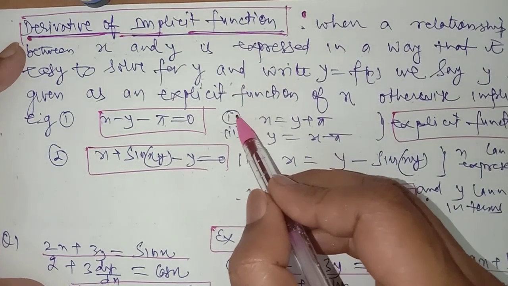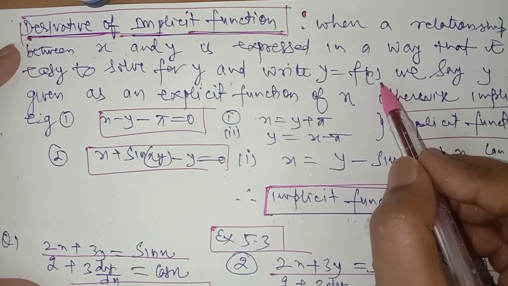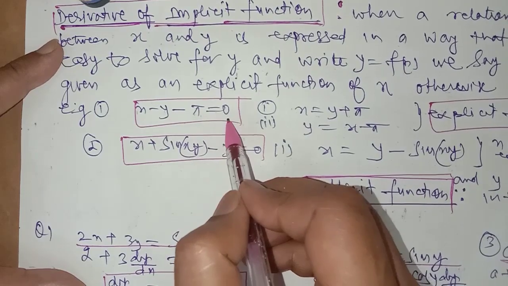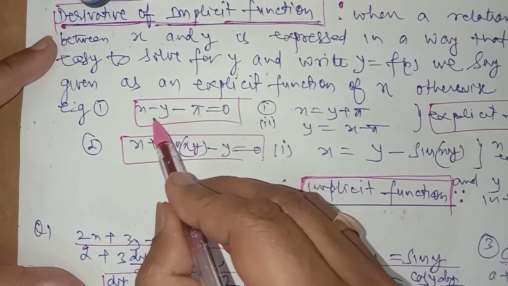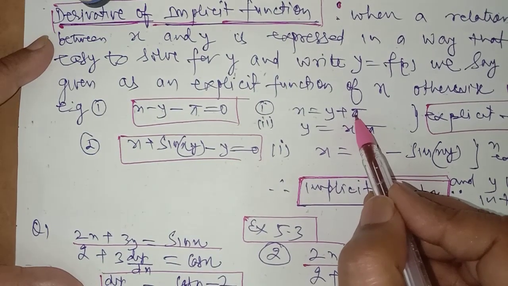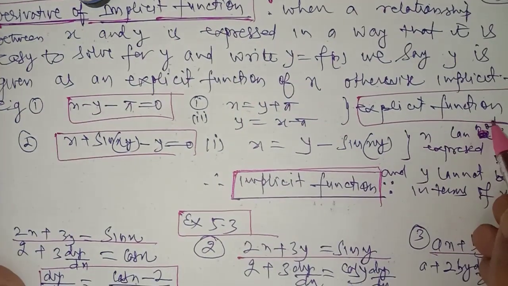If we can express y in terms of x or x in terms of y, then the function is said to be explicit. For example, x minus y minus pi is equal to 0. This is an explicit function because we can find the value of x in terms of y and the value of y in terms of x.